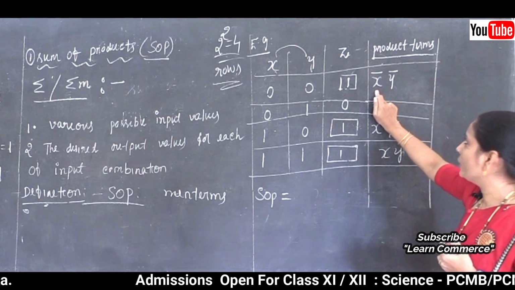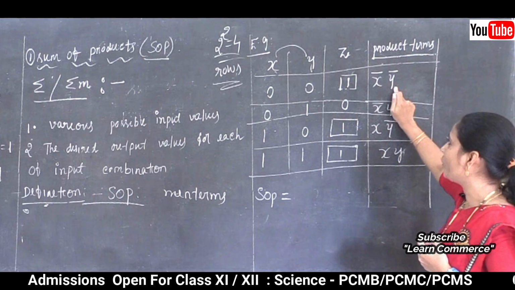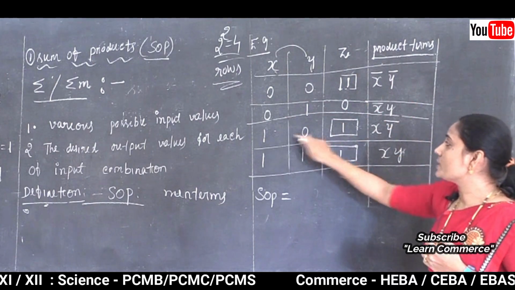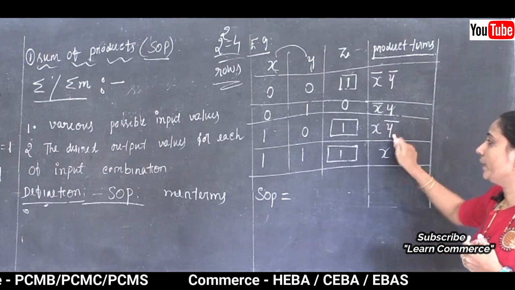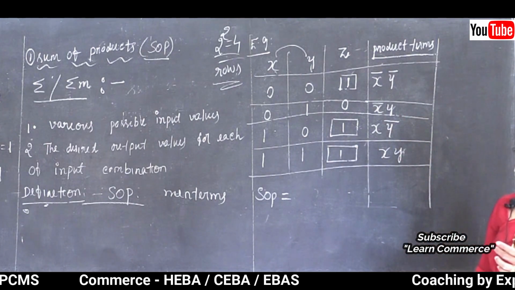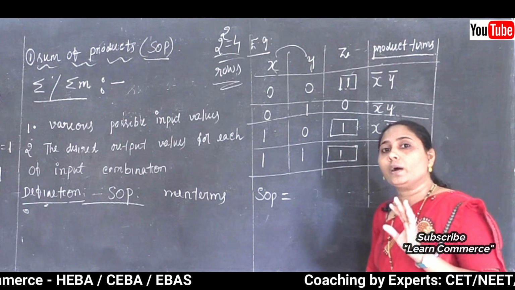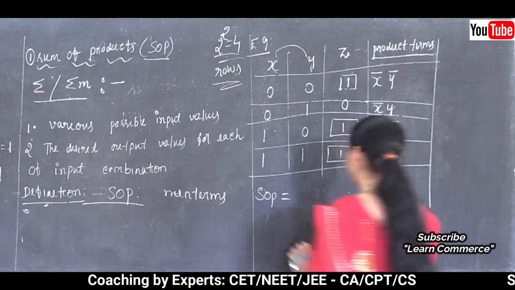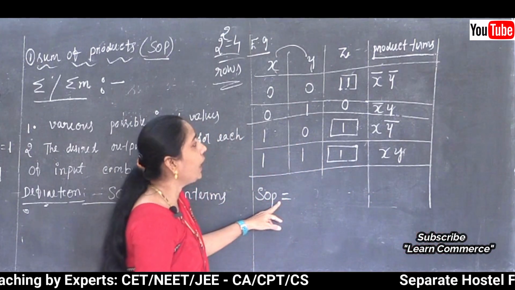So 0, 0: complement of x and complement of y; 0, 1: complement of x, y; 1, 0: x complement of y; 1, 1: no complementation. We know that only when the value is 0, then we are going to take the complementation. Okay, now I am going to form the SOP.